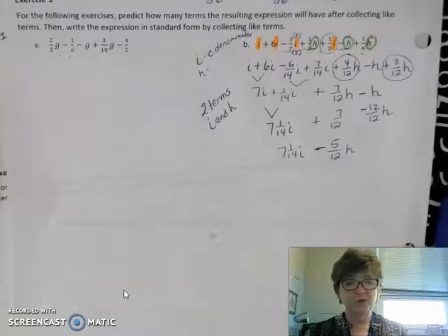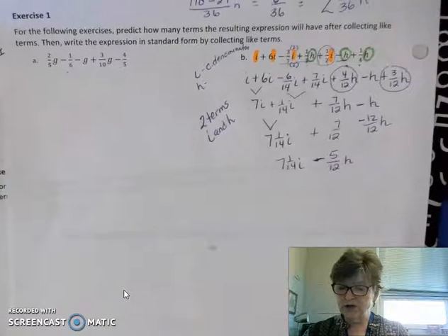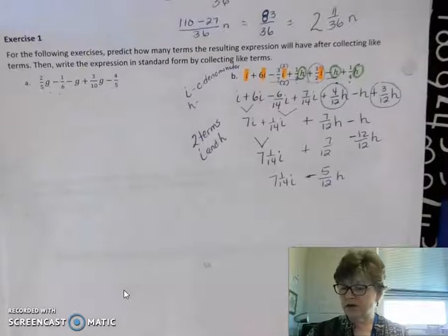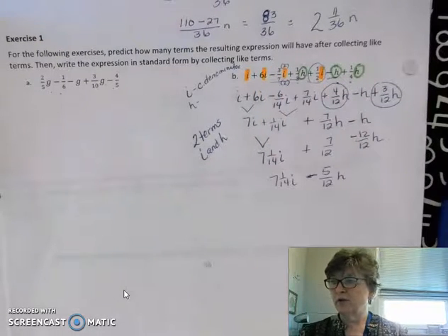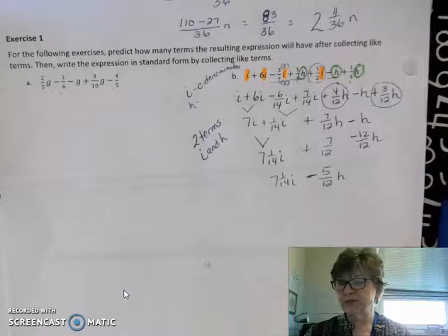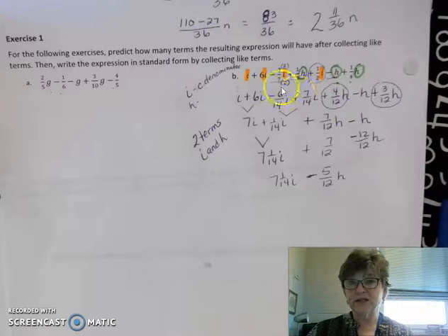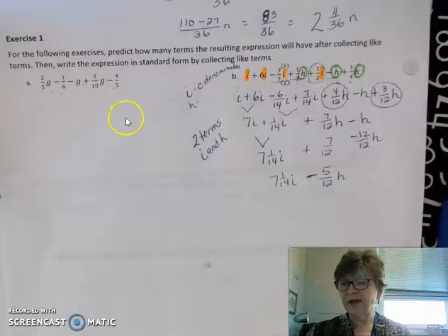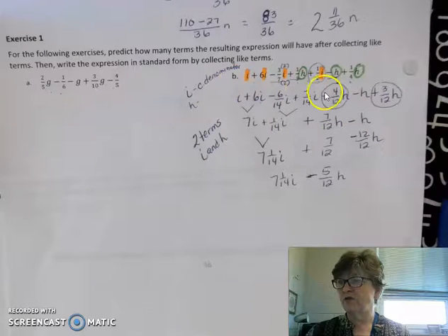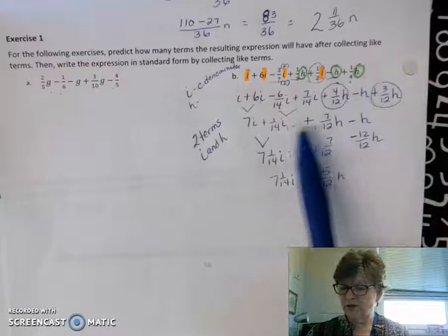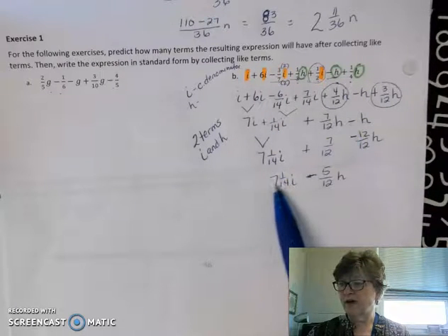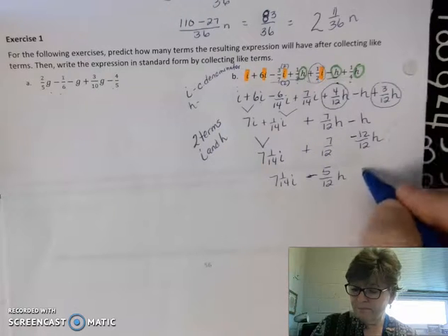Welcome back to part 2 of lesson 6. We're going to take a look, as we left off looking at B, combining some like terms using rational numbers. And I'm going to let you take a second and look back over how we did that first one, how we looked back and found common denominators for the I and common denominators for the H. And then we were able to find our standard form.